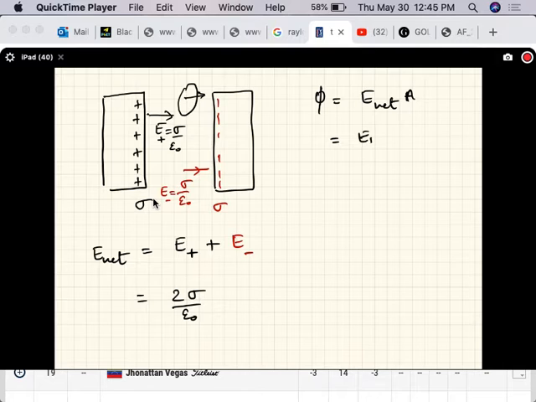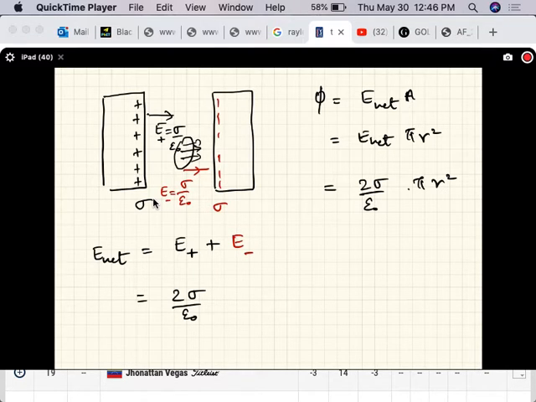Okay, so E net times pi r squared. Okay, 2 sigma by epsilon naught times pi r squared. So that's the flux through that. Okay, that's the number of lines threading this area. So now we can put in the numbers.